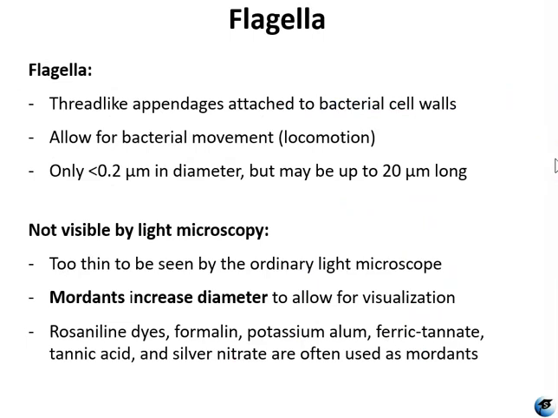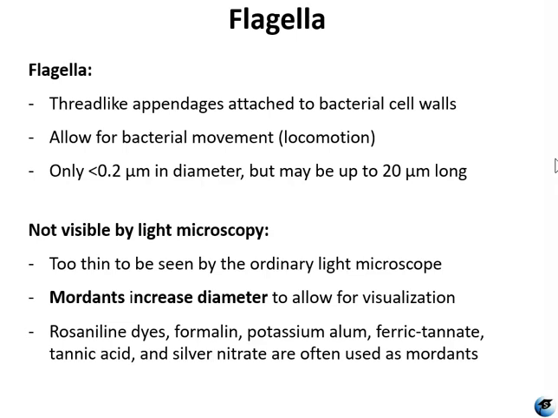Flagella are tail-like cellular structures. They are extracellular structures used for locomotion. Because they're so thin, they can be less than 0.2 micrometers in diameter. And because they're so thin, they're typically unable to be seen under a light microscope. You first have to do a very specialized staining technique in order to thicken the flagella.